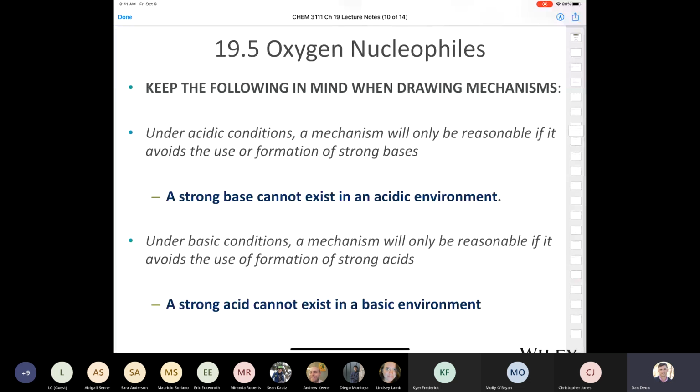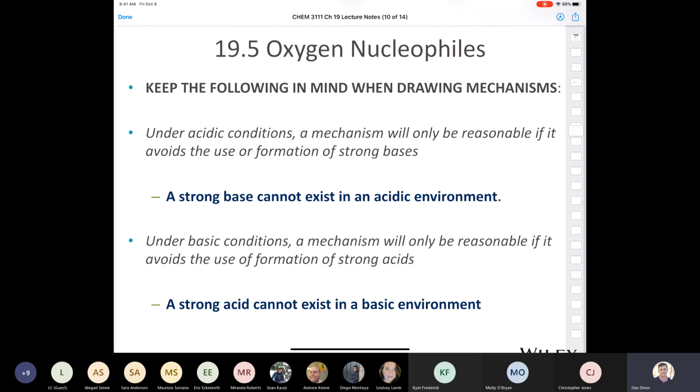This is a slide that always comes up. This is written by Dr. Klein himself. Now, Dr. Klein is an excellent organic chemist, one of the best there is, and he always puts this in his book. I don't see students making this problem a lot, maybe once in a while. But I want you to keep these things in mind when you're drawing mechanisms.